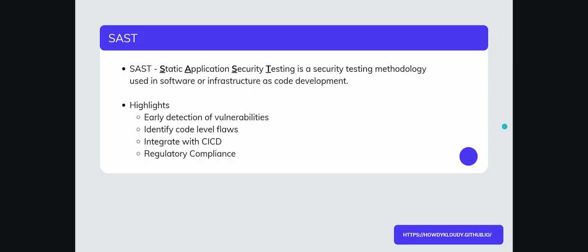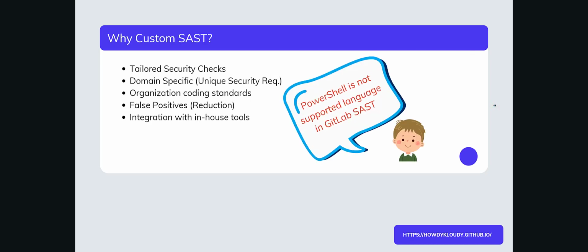So I do have a PowerShell project, and how can I go ahead and enable SAST? I need to follow the custom SAST report process to implement that, because PowerShell is not a supported language in GitLab SAST. There are a set of frameworks and languages that are supported, wherein I don't see PowerShell among them. By using the custom SAST feature, we can achieve a tailor-made security check.